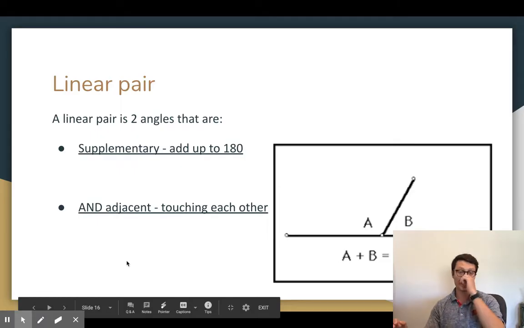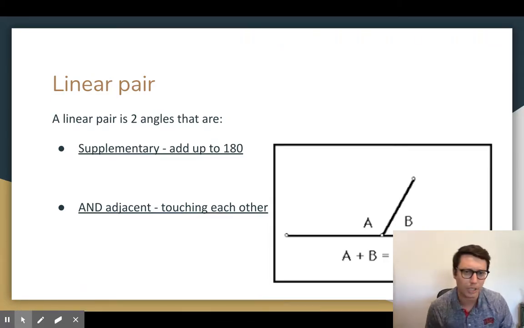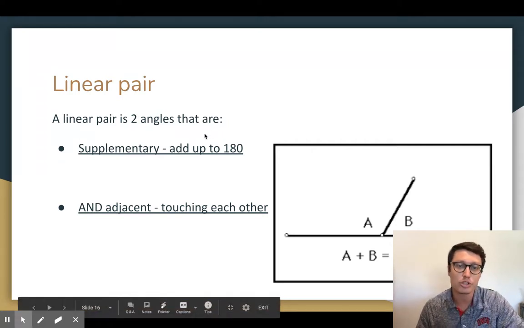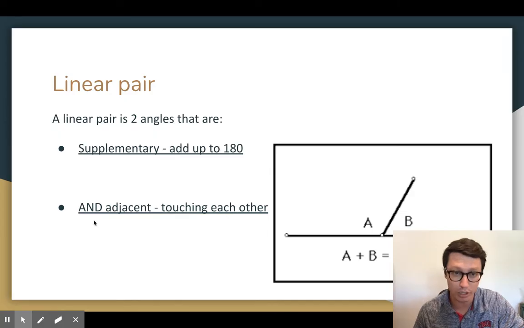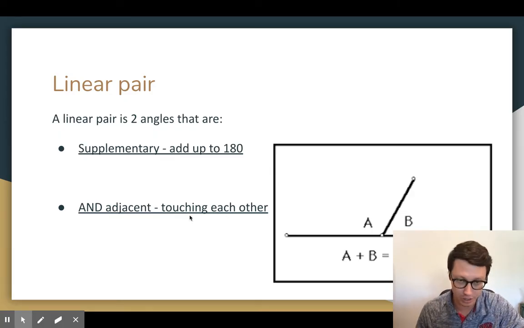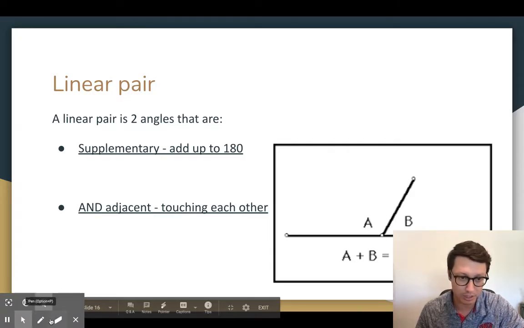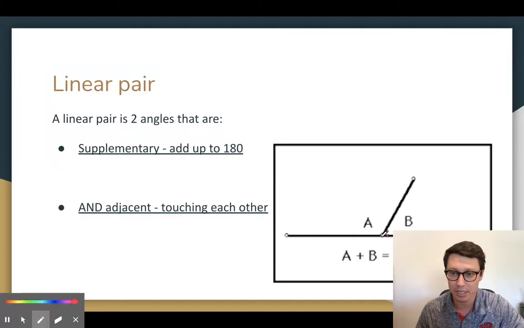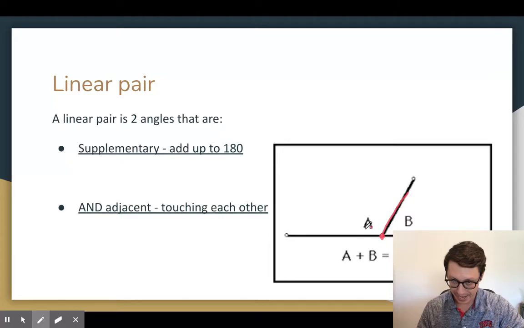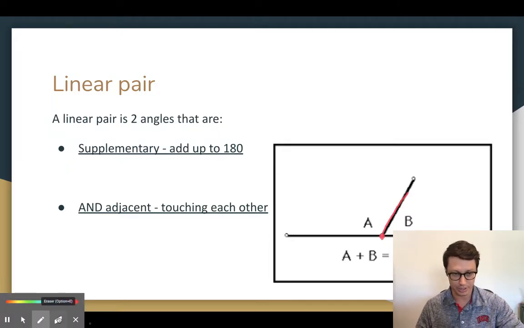Okay, now linear pair. You might find yourself thinking, oh, this looks a lot like supplementary angles, but it has to be two things. A linear pair is two angles that are both supplementary, adding up to 180 degrees, and adjacent. They have to be touching each other. So notice they share a vertex and they share a ray and they add up to 180 degrees.